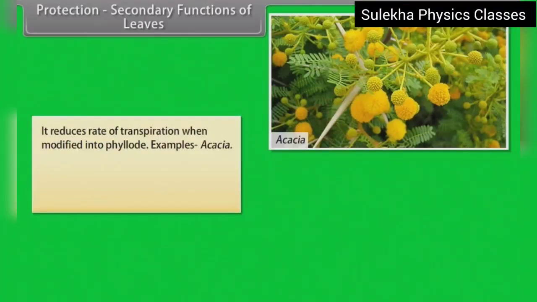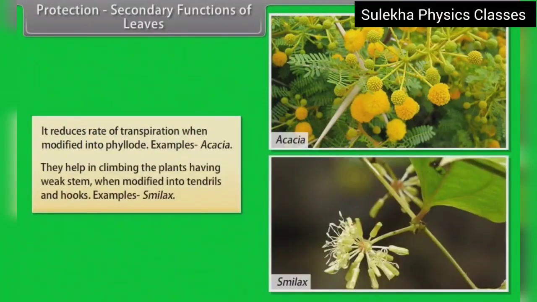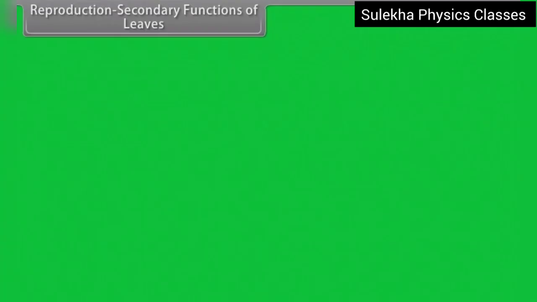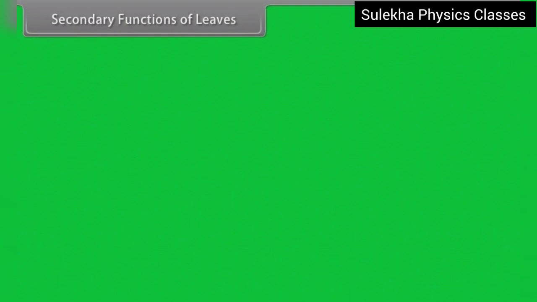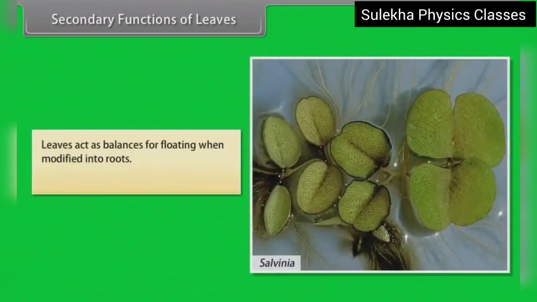Examples: Acacia. They help in climbing the plants having weak stem when modified into tendrils and hooks. Examples: Smilax. Reproduction. Secondary functions of leaves. Leaves help the plants in vegetative multiplication. Example: Bryophyllum. Secondary functions of leaves. Leaves act as balancers for floating when modified into roots. Example: Salvinia.